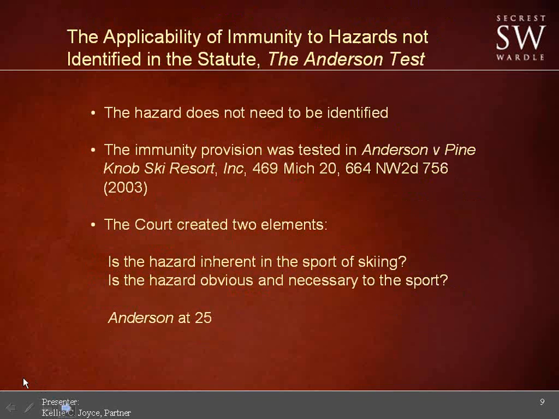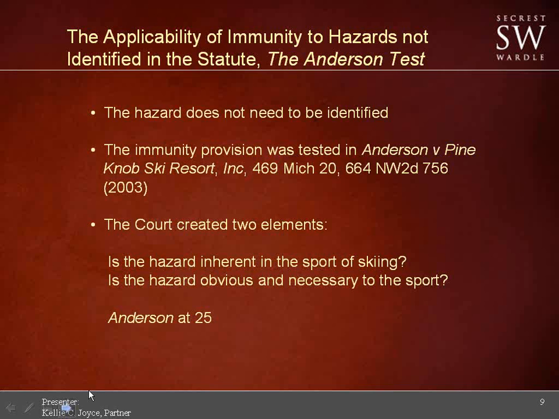So we just talked about a situation where there was a hazard that was specifically identified in the statute. Now, I want to talk a little bit about what happens when there is a hazard that is not identified in the statute, and that's when we get the Anderson test. The Anderson test comes from a case called Anderson versus Pine Knob Ski Resort, Inc. It is a 2003 case, and in that case, the court held that a hazard that is not identified in SASA can give rise to statutory immunity if it meets certain tests.